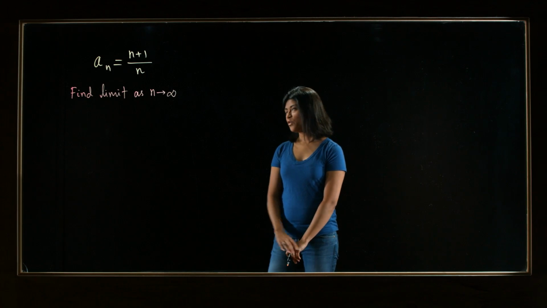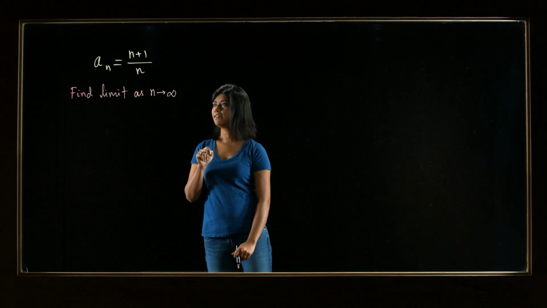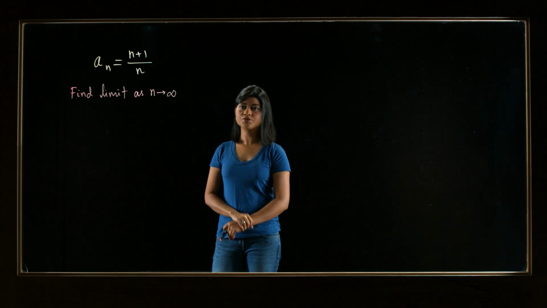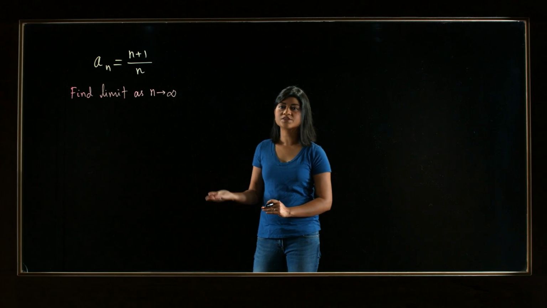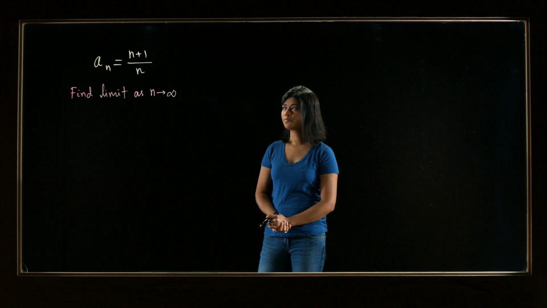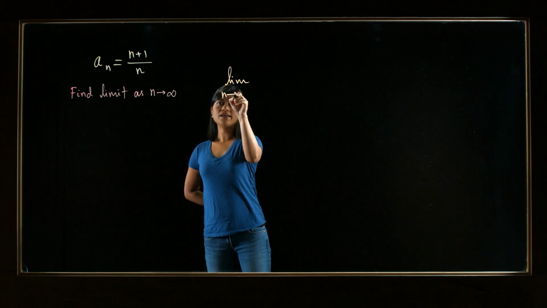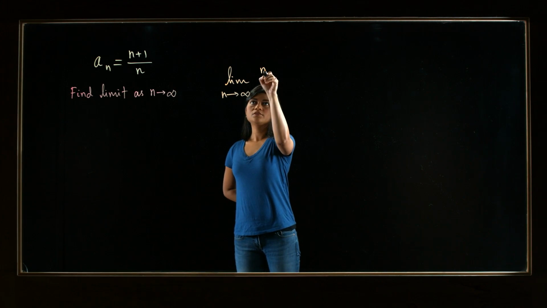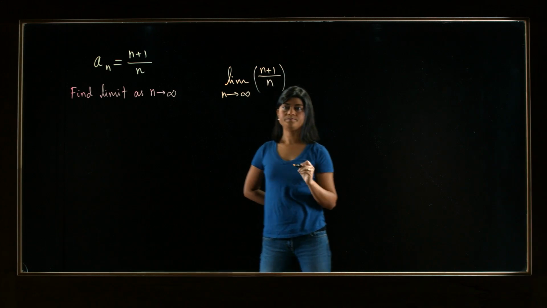In this problem, we have a sequence a_n equals (n plus 1) over n, and we have to find the limit as n approaches infinity. And then we also have to state if the sequence converges or diverges. All right? So let's first compute the limit as n approaches infinity of the sequence, and the expression is (n plus 1) over n.